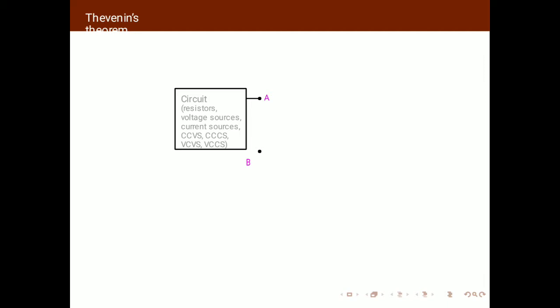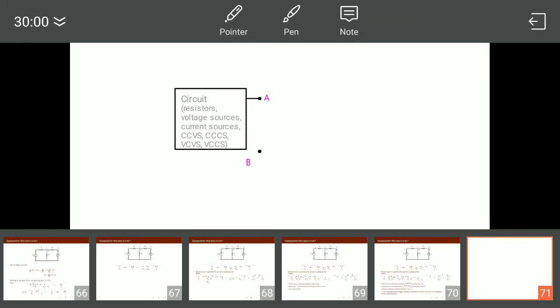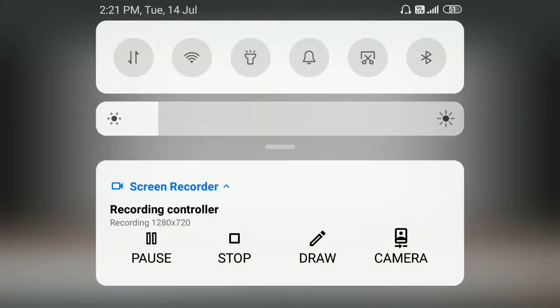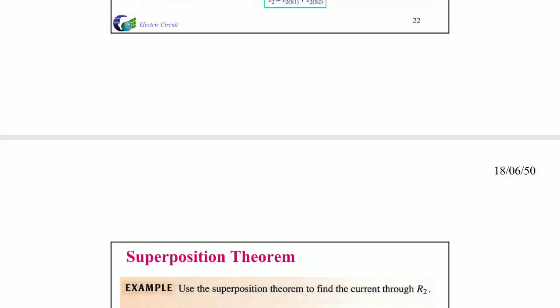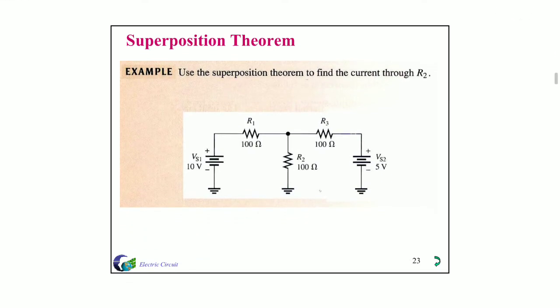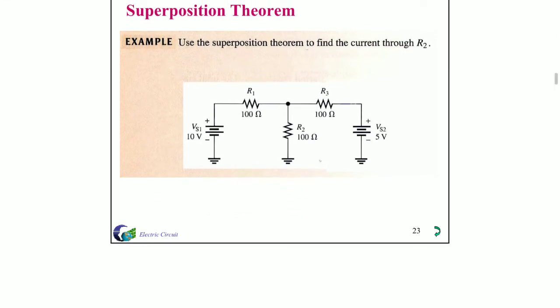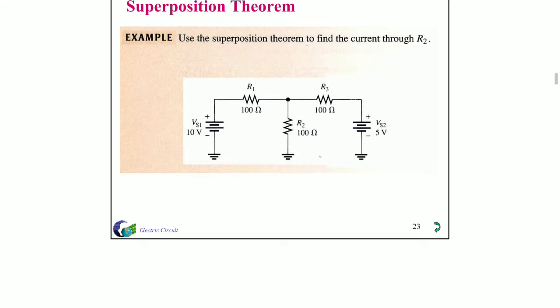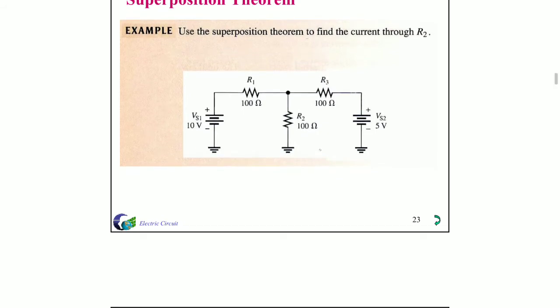So now next, let's go for another example. Here, using the superposition theorem, find out the current through R2. The circuit has been given in this way: 10 volts and 5 volts, and 100 ohms, 100 ohms, 100 ohms.